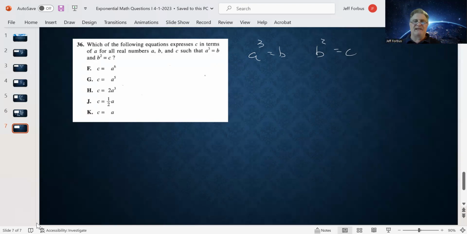So B is A cubed. So let's substitute A cubed into B squared. And we'll have A cubed squared is equal to C. So A cubed raised to the second power is just A to the sixth is equal to C. And therefore, we end up finding out that it is answer choice F.